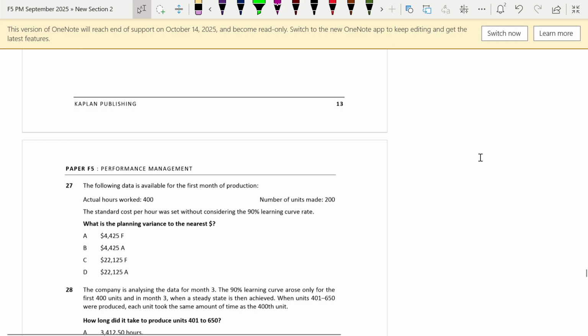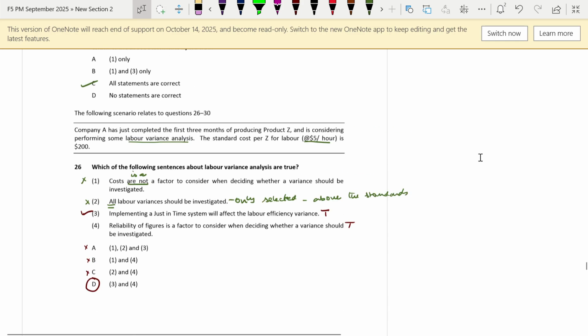Planning variance formula. The standard cost, take the original budget. The standard cost per labor hour was 5. It is how much? They are saying 200. 200 divided by 5, it comes to how much? 40 hours. These are the standard hours.